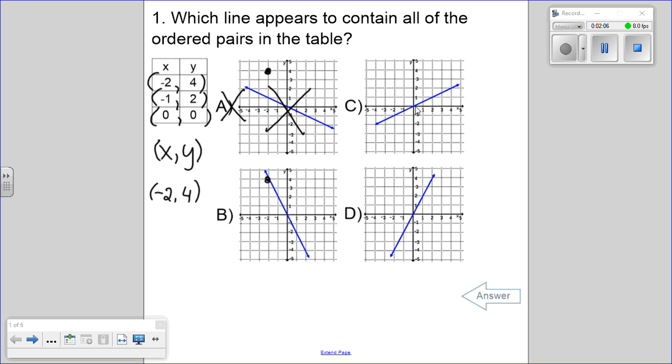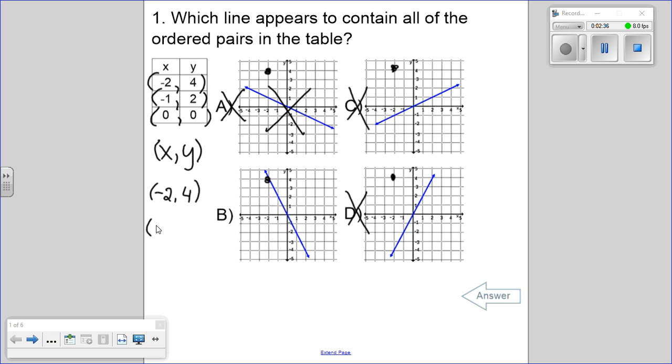Let's take a look at C and plot -2, 4. So I go left 2 and up 4. Oh, definitely, oops, a little off there with my pen, but definitely nowhere near this blue line. So C is a bad choice. And last, let's check D. To get to -2, 4 from the origin, we go left 2 and up 4. And again, that is just nowhere near this blue line. So the only line that has the point -2, 4 is B.